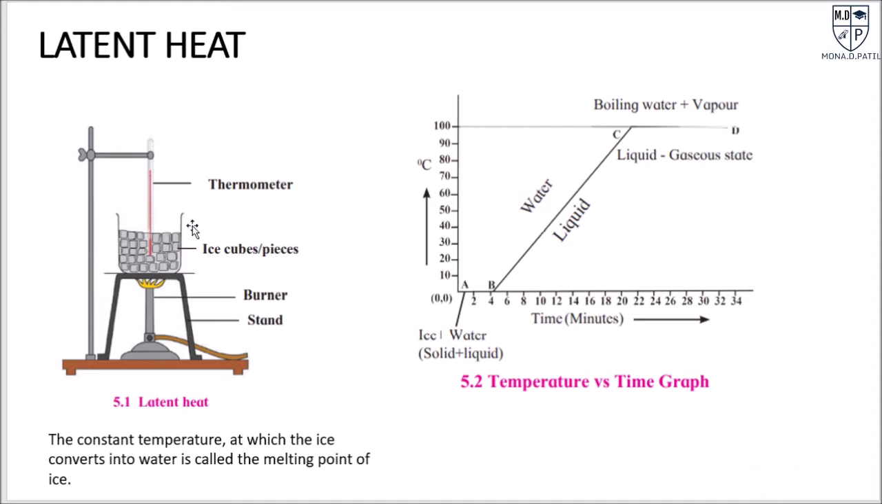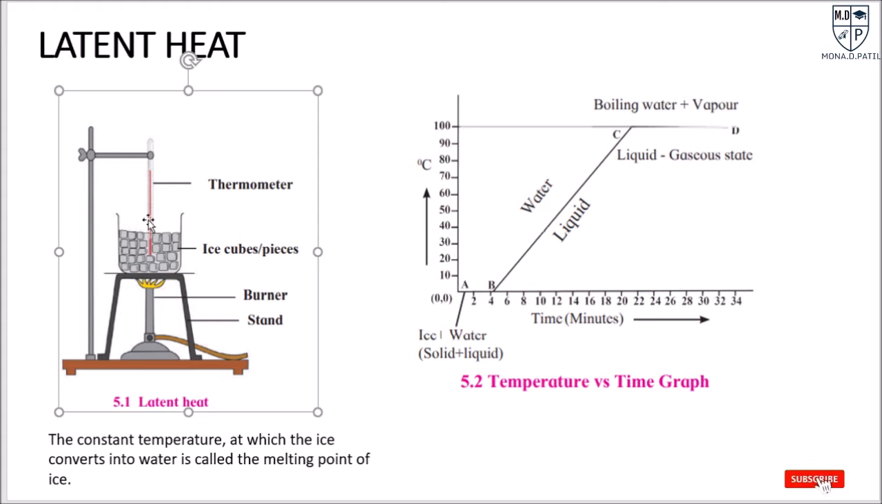In latent heat, you can see this diagram. In this diagram the experiment is shown: the burner is lit, and above it in a beaker an ice cube is kept, and to measure the temperature a thermometer is fitted. Students, while measuring, the temperature on the thermometer will stay constant, that is 0, till the ice turns into liquid.